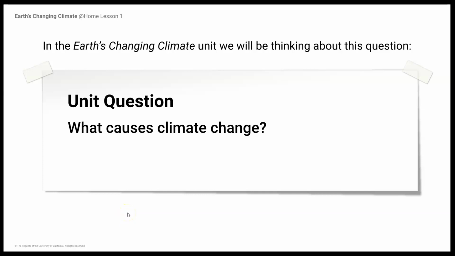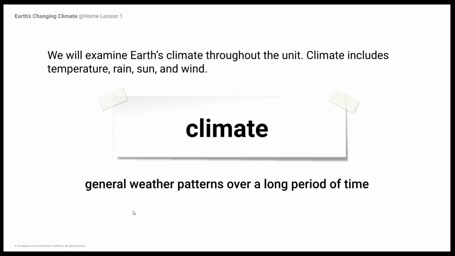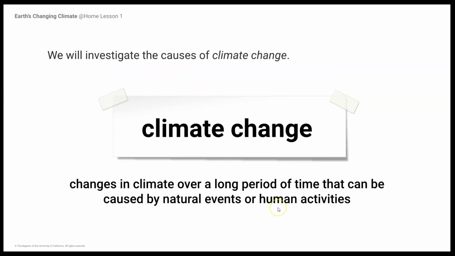In the Earth's Changing Climate unit, we're going to be thinking about what causes climate to change. So climate is basically general weather patterns over a long period of time. Now remember what I said. Climate change is general weather patterns that change over a long period of time. And that can include temperature, rain, sun, wind, like the changing of those things over a long period of time.